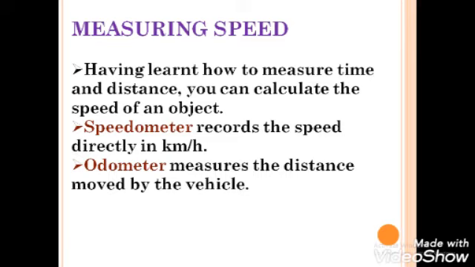So, this meter is known as what? Speedometer. It records the speed directly in kilometer per hour. Okay. There is also another meter that measures the distance moved by the vehicle. Yes, this meter is known as an odometer, to measure the distance moved by the vehicles. Okay.